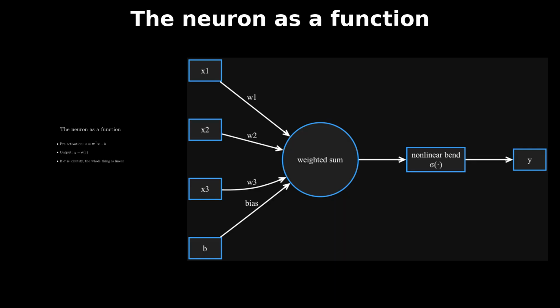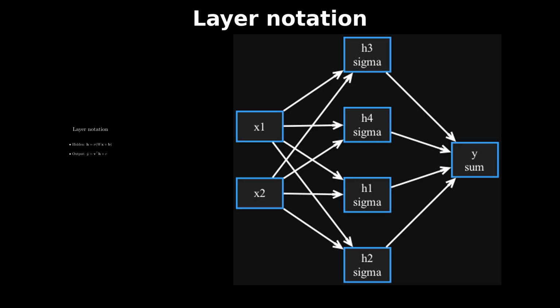Start with the smallest interesting component. Take inputs, multiply by weights, add a bias, then apply a non-linear bend. That is a neuron. It is not biology. It is a function you can write down. The bend is crucial. Without it, stacking more layers would collapse back into one linear map. A single neuron can only bend one straight boundary into one soft step.